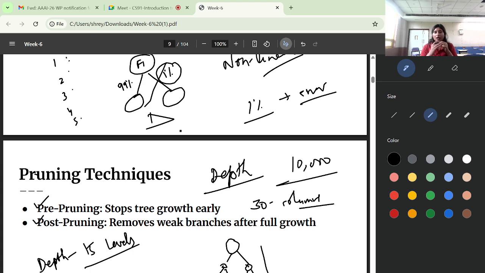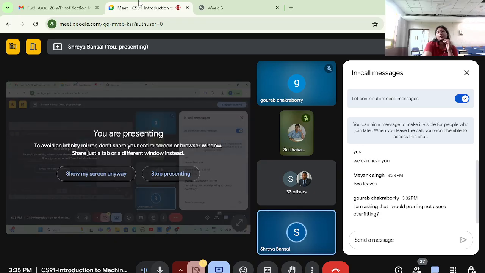Yes, ma'am. Okay. So pruning can be done in both ways, pre-pruning or post-pruning. In fact, how many of you know this term dropout in neural networks? Just raise your hand.